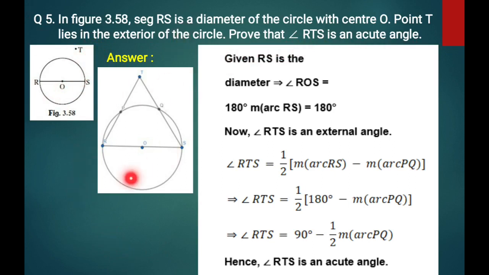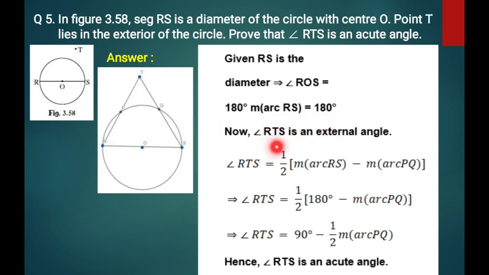For that we make a construction. We join point R with T and point S with T, and the points of intersection of RT and ST with the circle we denote by small p and small q. Given RS is the diameter, that implies angle ROS equals 180 degrees. Therefore the measure of arc RS equals 180 degrees.